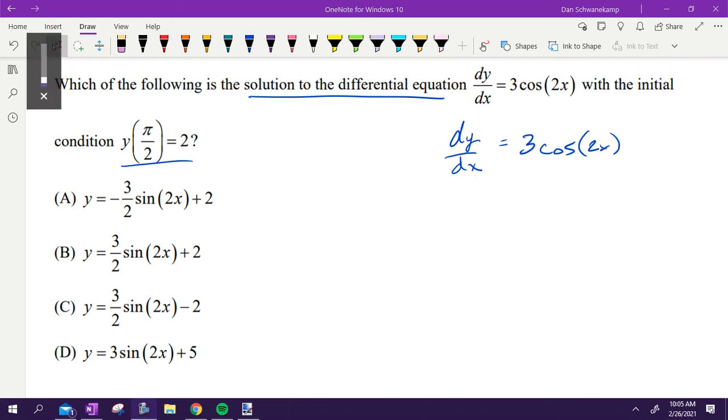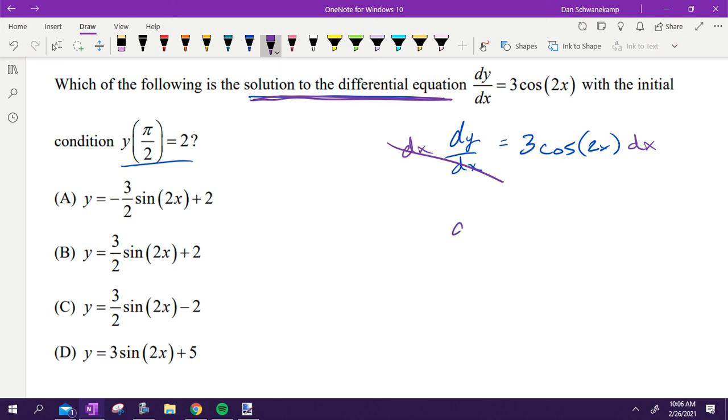dy/dx is equal to that. I'm trying to solve this differential equation, which means I want to just be y. So that means I've got to get the dx's on this side. This isn't really a separate. It's just move the dx because there's no other y's in it. So then I have dy equals 3 cosine 2x dx. I want to integrate now. We separated, kind of, but then we're going to integrate.